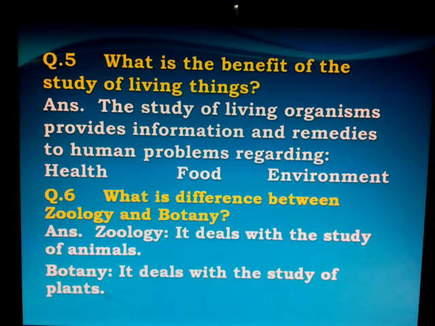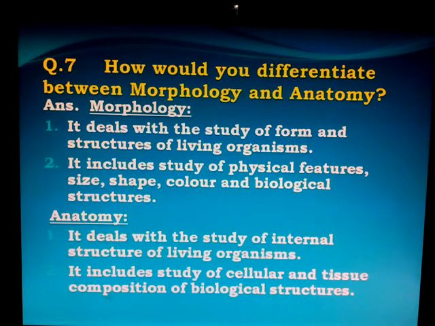What is the difference between zoology and botany? We have discussed earlier. Zoology is the study of animals, and botany deals with the study of plants. Question number 7. How would you differentiate between morphology and anatomy?